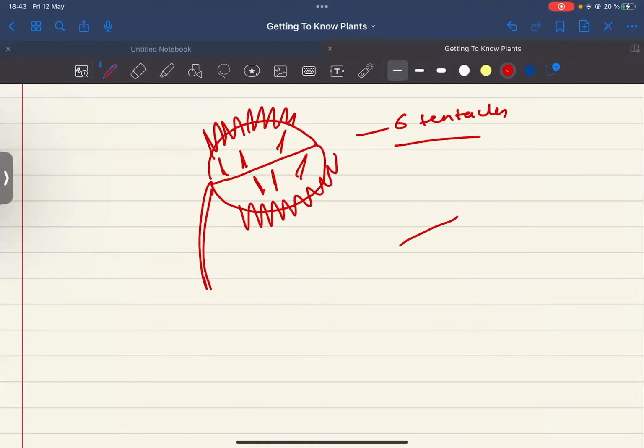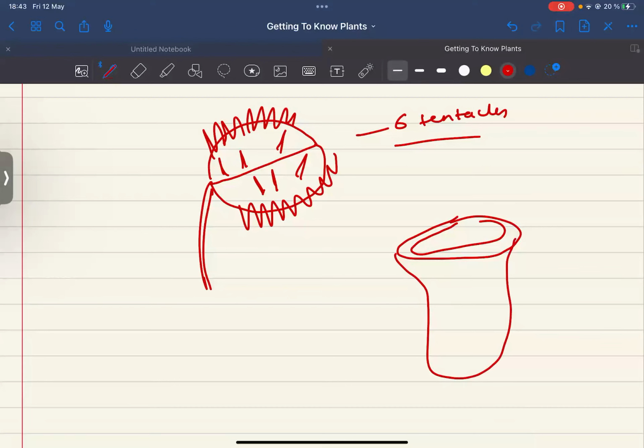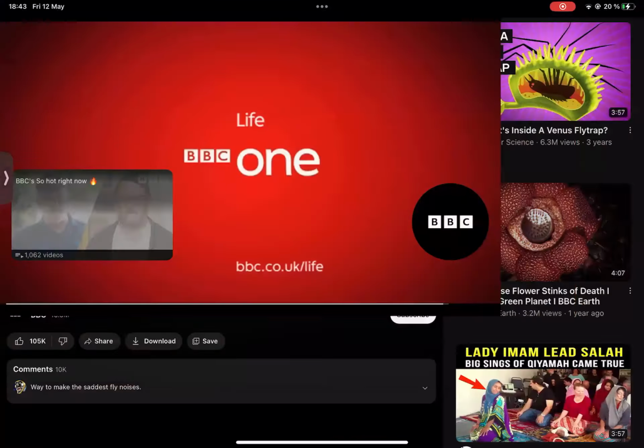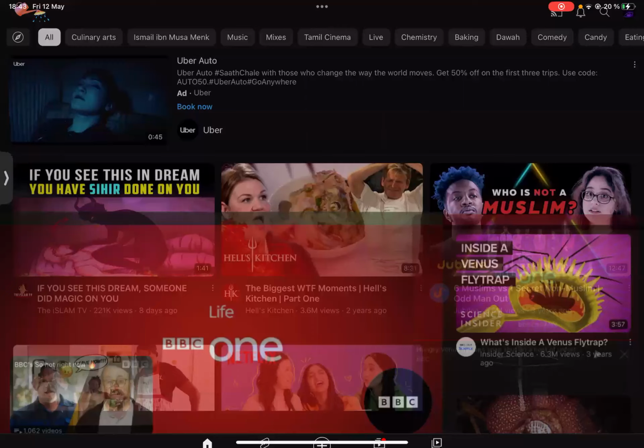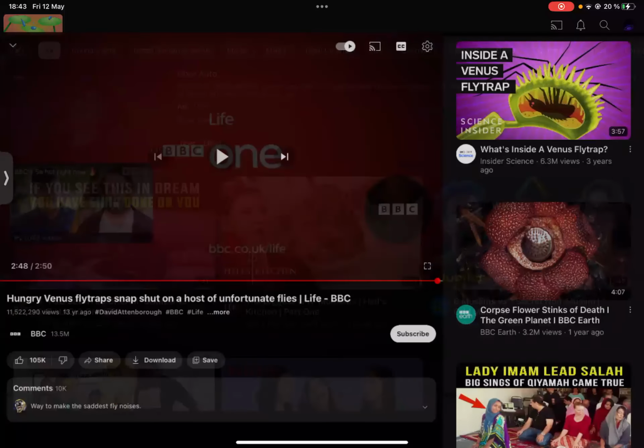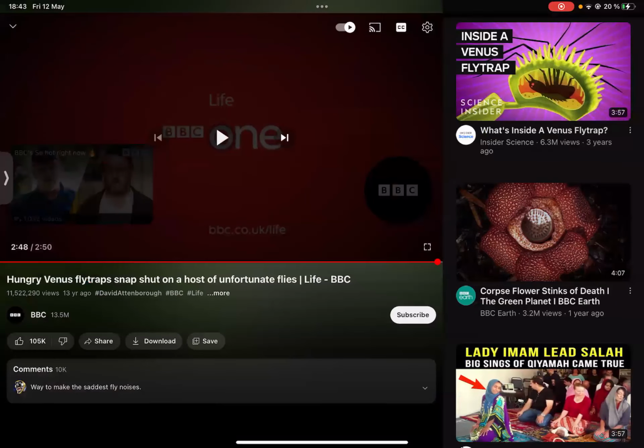Now let's look at pitcher plant. Pitcher plant looks something like this. Inside the pitcher plant, you have full of honey. So the bee basically goes to feed on the pitcher plant and gets drowned in the honey and it dies. That's it. It's very simple. Ma'am, still can you show a video? Yeah.